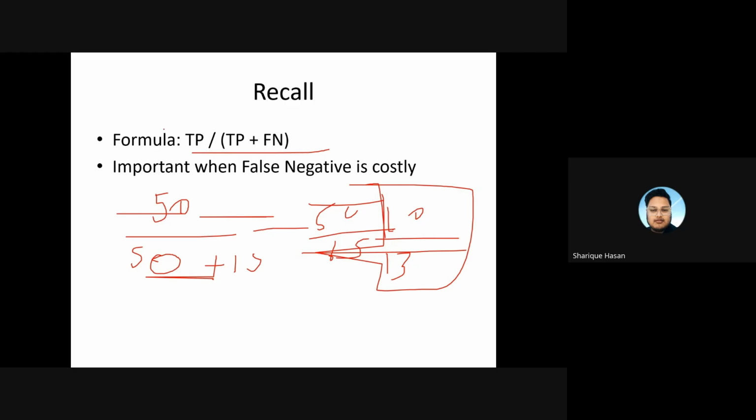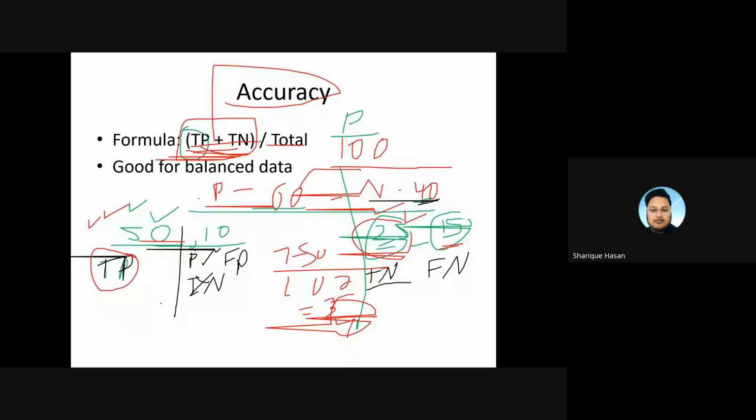As you can see, in recall value there are total actual true values. Here 50 are predicted true and actually true, and here 15 are predicted false but actually true. So the total true value is 50 plus 15, which is the actual positive value, and the rest is negative. This is the actual result, not the predicted result. The actual result is 50 here, which is positive, and 15 here, which is also positive.